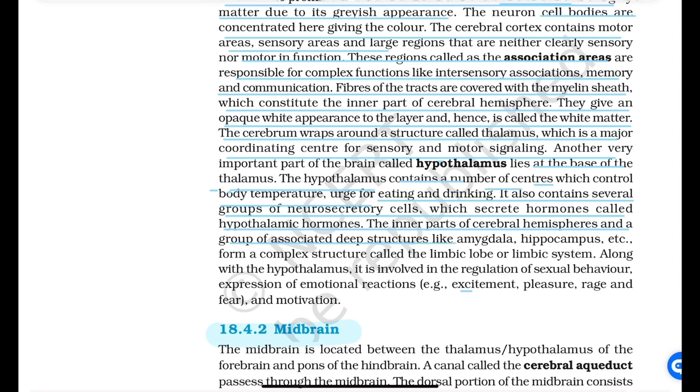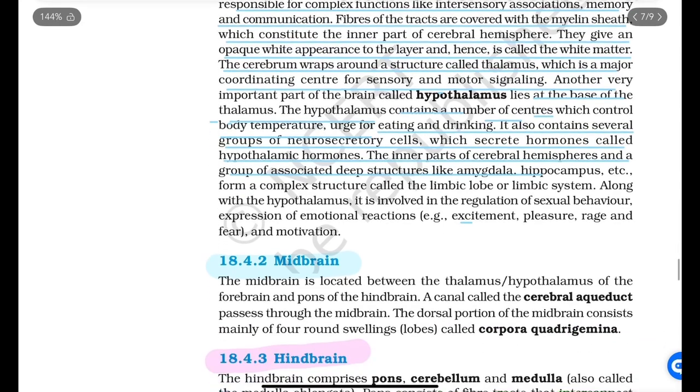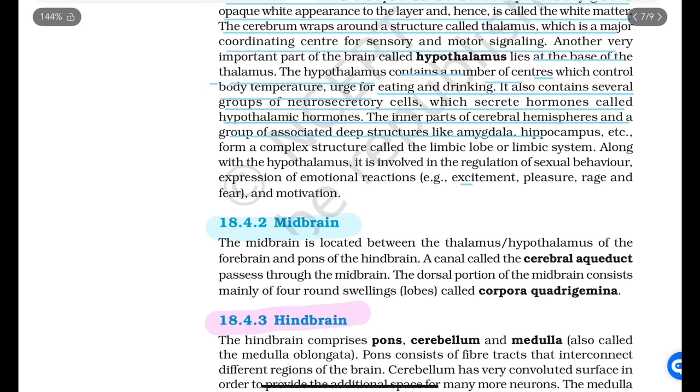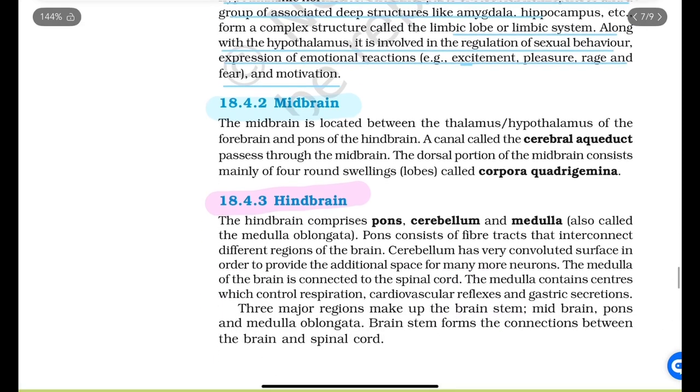The inner part of the cerebral hemisphere and a group of associated deep structures like the amygdala, hippocampus, etc., form a complex structure called the limbic lobe or limbic system. Along with the hypothalamus, it is involved in the regulation of sexual behavior, expression of emotional reactions like excitement, pleasure, rage and fear, and motivation.